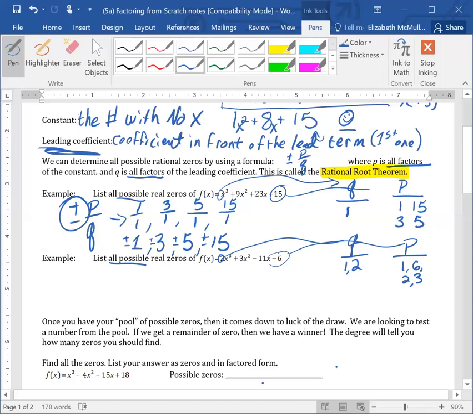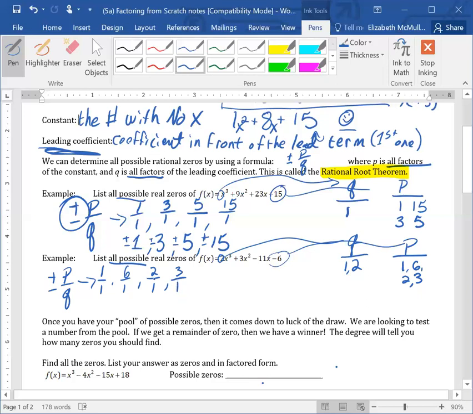All right, so let's do this. Remember, plus or minus p over q. My first p is 1, my first q is 1. My second p is 6, my first q is 1. My third p is 2, my first q is 1. My last p is 3, my first q is 1.